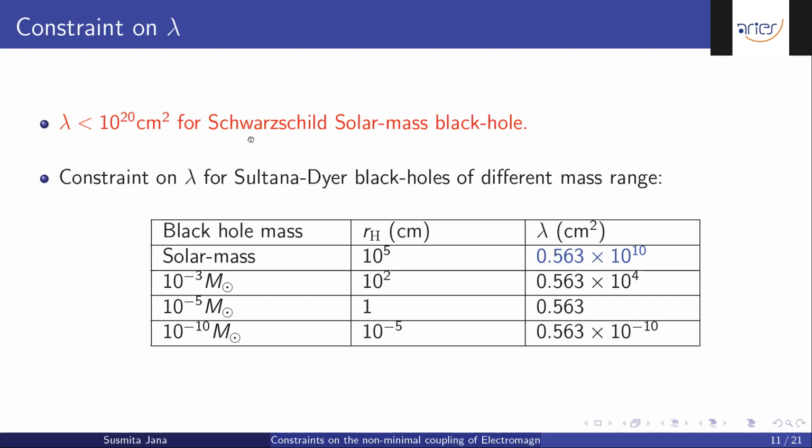This constraint on the lambda for the Schwarzschild black hole was obtained by Prasanna in 2003, and that is of order 10 to the power 20 centimeters square. And for the Sultana-Dyer black hole, I have obtained the constraint to be of order 10 to the power 10 centimeters square for the solar mass black hole.